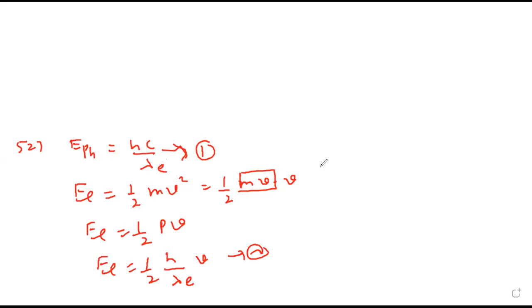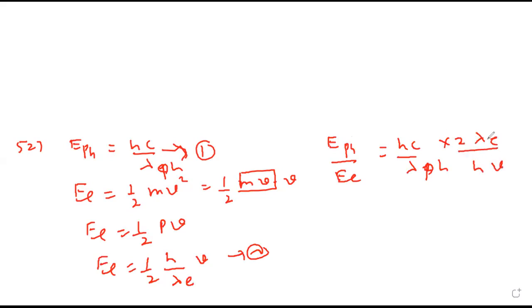Now if I check these two, energy of photon upon energy of electron will be hc upon lambda of photon into 2 times lambda of electron upon h into v. Wavelength is the same, they are telling. h I can cancel. So energy of photon will become twice of energy of electron into c upon v.